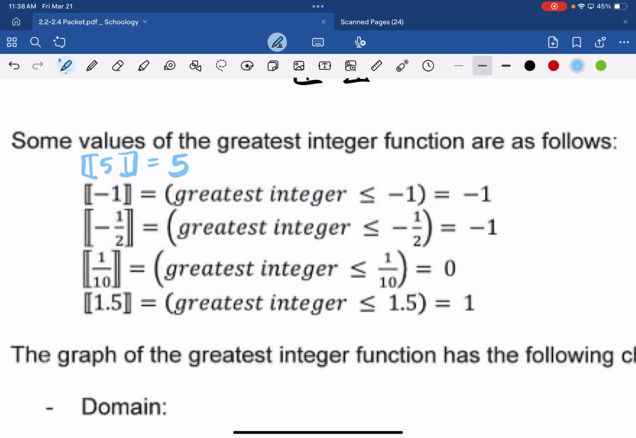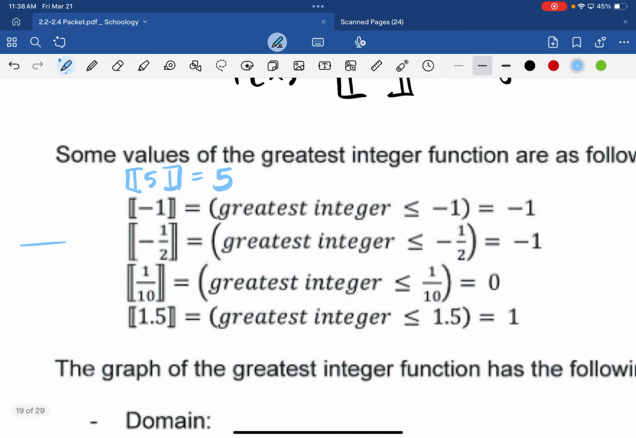Here's where it gets a little harder. I now have the greatest integer of -1/2. If I were to think about this on a number line, here's -1/2. Here's my 0. Here's 1.